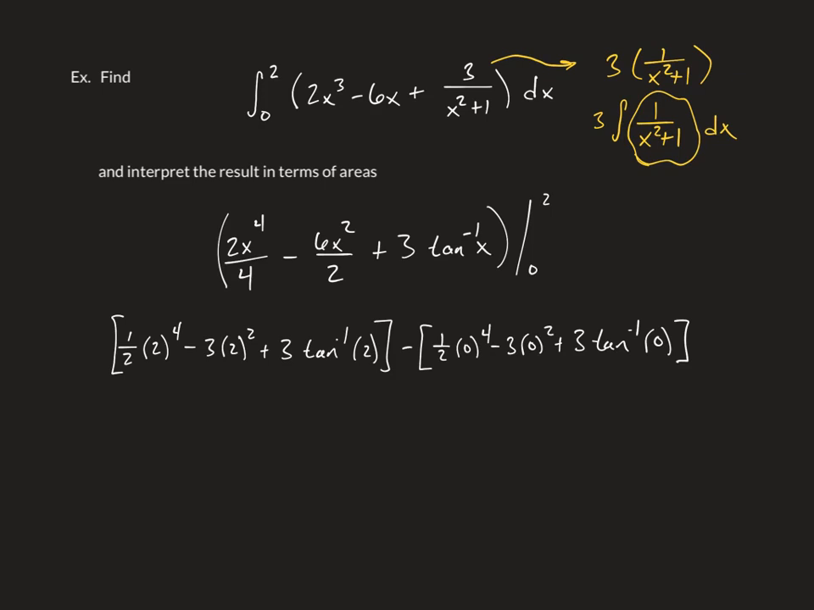So 1/2 of 2 to the fourth is 8, minus 12, plus, I'm just going to leave this as 3 times inverse tangent of 2 because this is not going to be a nice number, minus, and then each of these expressions we've got a 0, minus 0, and 3 times inverse tangent of 0 would also be 0, or negative minus 0. So I end up with none of these terms mattering here at all.